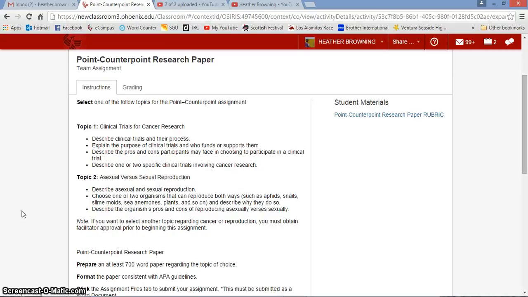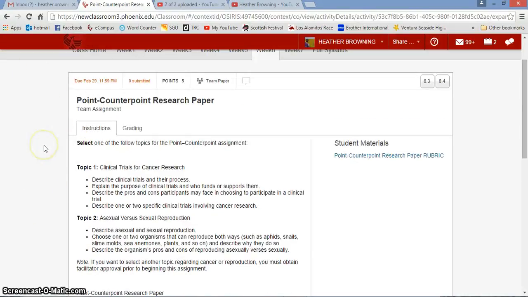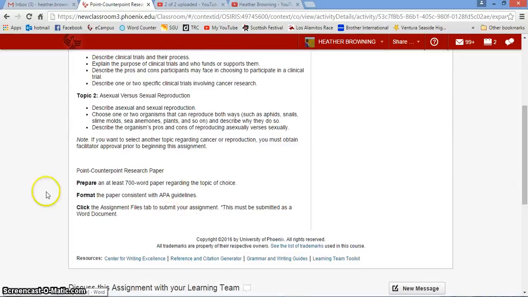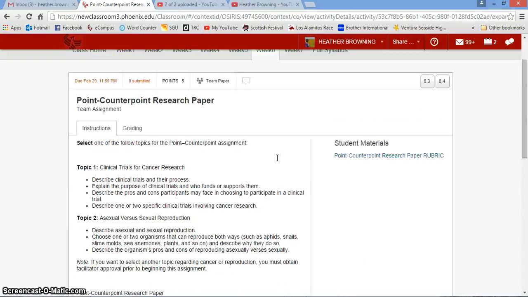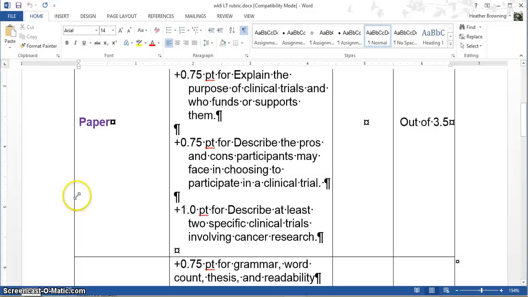Okay, so here is the week 6 team point counterpoint research paper. There's going to be 2 topics. Again, it will be 700 words, consistent APA, and you will, of course, upload your Word document. We're going to be talking about either cancer or asexual versus sexual reproduction. Let me pause and pull up that rubric.